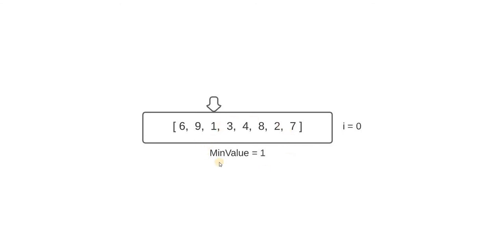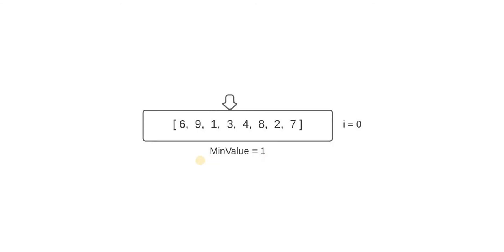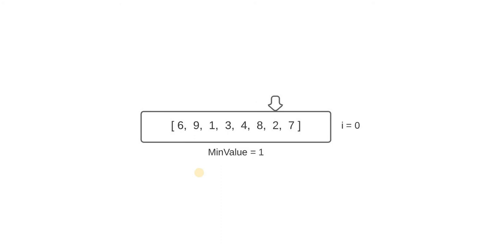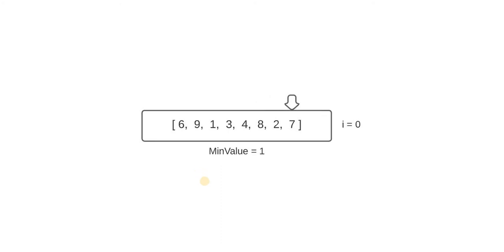So we're going to swap out the minimum value with 1. The new value of min value is now 1. Next up is 3, nope, it's larger. 4 is also larger, 8 is also larger, 2 is also larger, and 7 is also larger. So now we're going to move on to the next pass.